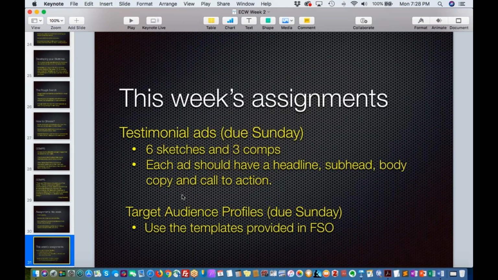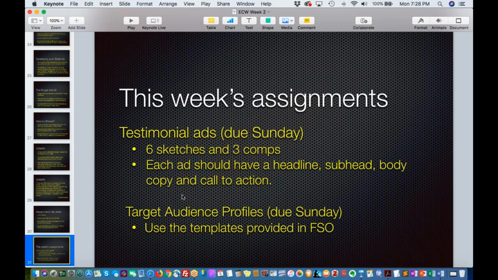So we're focusing our ad campaign on testimonial ads. And remember, the testimonial ad has a spokesperson. It's based on one of the 9 different types of spokespeople that Felton talks about in Chapter 19.